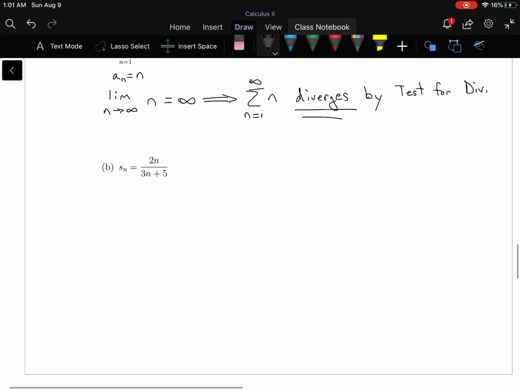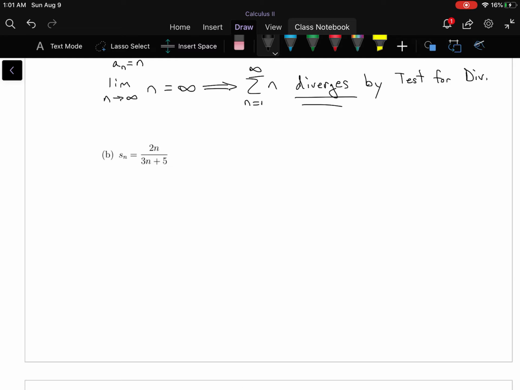And then B, we have a series, and this series is given without a summation sign, and so this is just a fixed type of series. And so this one we could get directly by finding the limit behavior as n goes to infinity of Sn, and Sn is what is given there. So that's 2n over 3n plus 5.